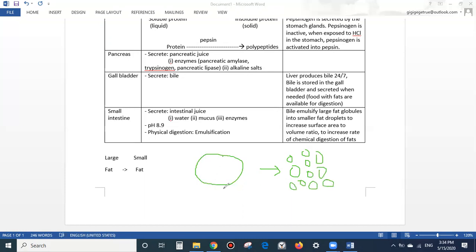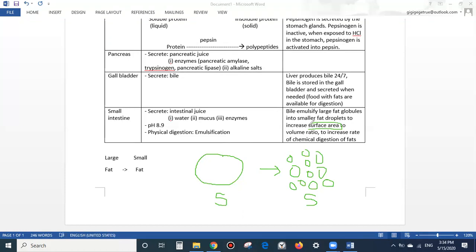So you started off with starch. At the end of the day, you still have starch. You never change it into something else. No new product is produced. But the large piece has become smaller pieces. So this will increase the surface area.